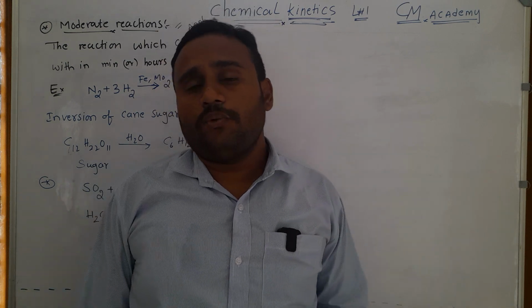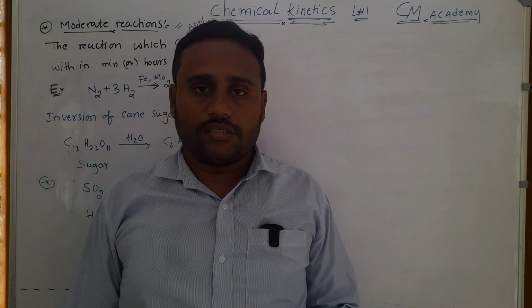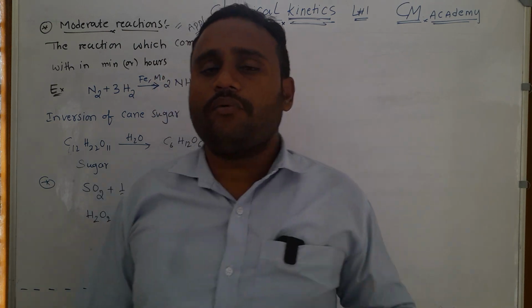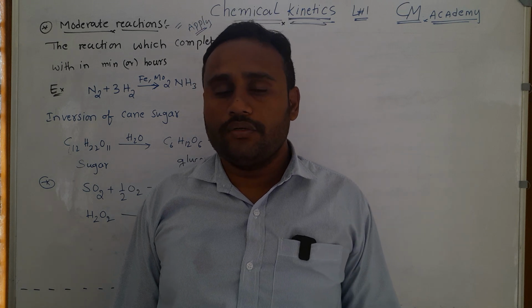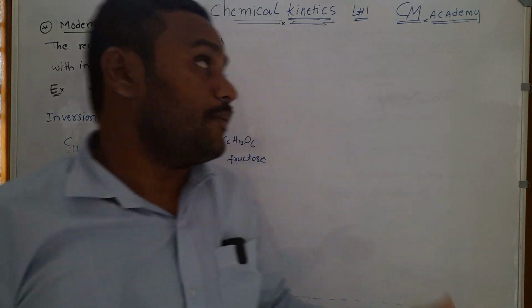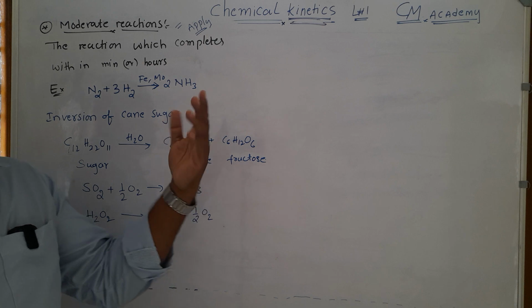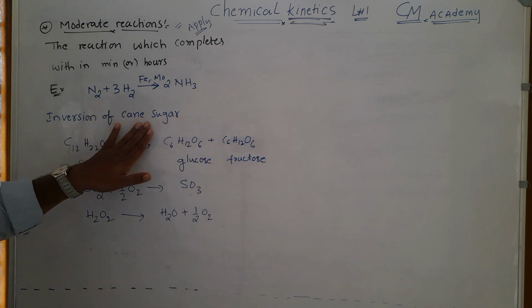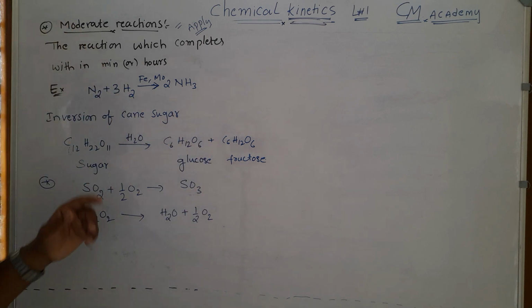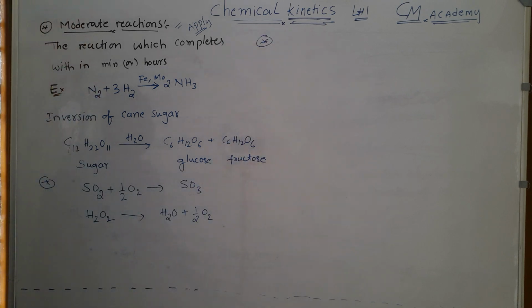And when we come to very fast reactions, within a short time only they are complete, so we cannot measure any time there. That's why we cannot apply the laws of chemical kinetics for very fast reactions and very slow reactions, but we can apply them only for moderate reactions. Next we will study types of rates.